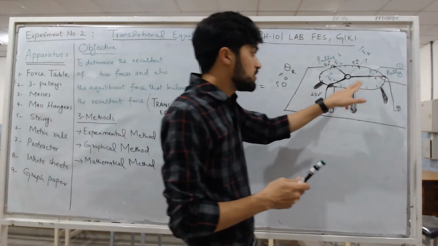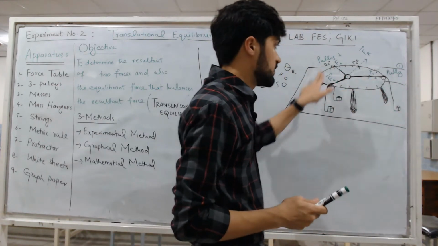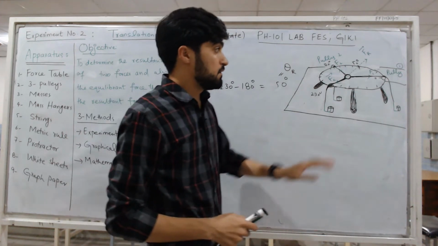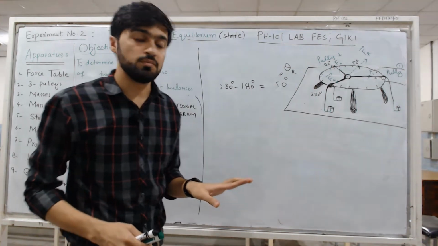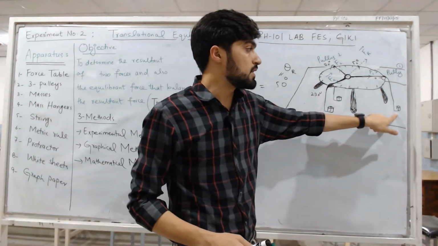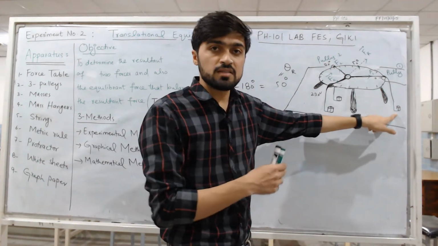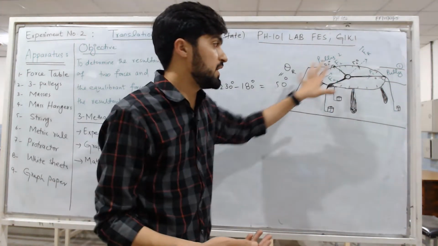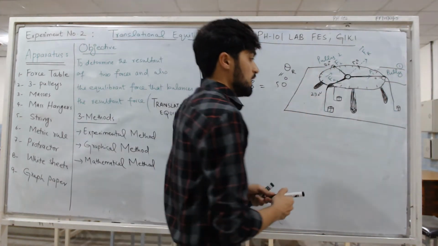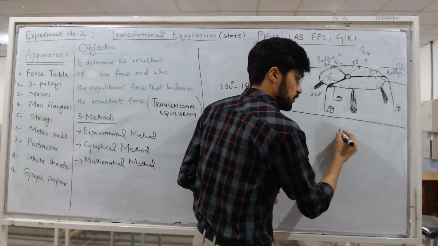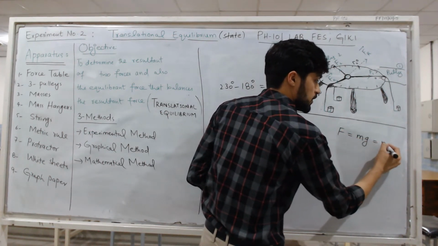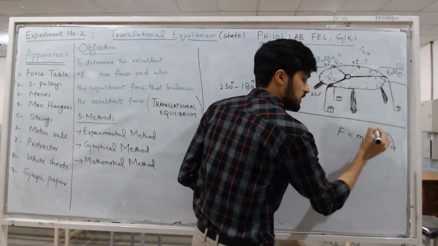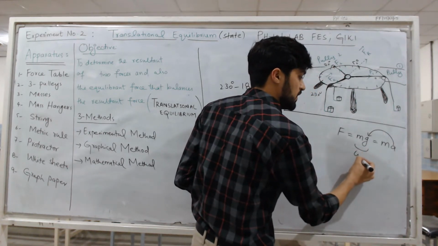So this tension is provided by these masses. Now we know that if these masses are hanged, there must be a force because there is gravity. These masses we can call weights, because weight is a force. We will be using F = ma, but instead of a, we will be using g, so F = mg, and this mg is known as weight.